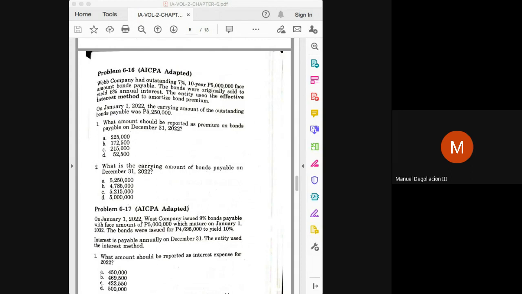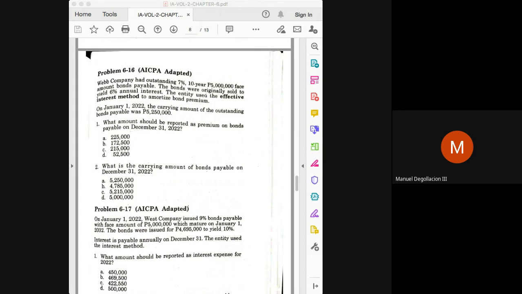So that would mean that every year you will be amortizing the premium in the amount of 25,000. And how did we get the 25,000? That's the total premium of 250,000 divided by 10 years. So every year there will be an amortization of the premium amounting to 25,000. Okay, and with that we are then able to solve one of the four things that we've been computing.